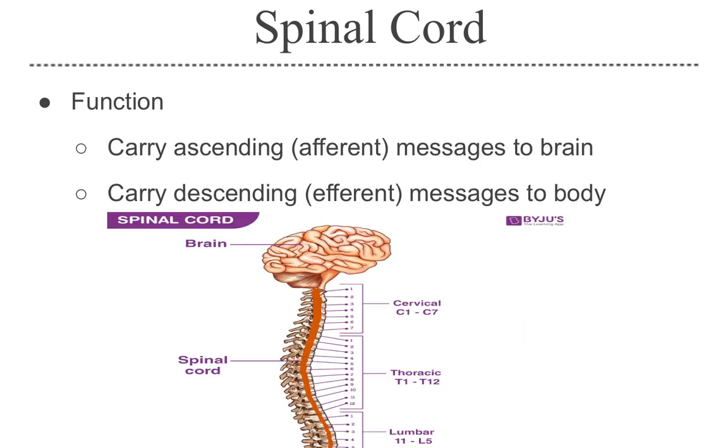Again, a function of our spinal cord is to send messages to and from the brain, right? And to and from the body. So ascending, going up to the brain, we have afferent messages. Descending, exiting the brain, going to the body, we have efferent.